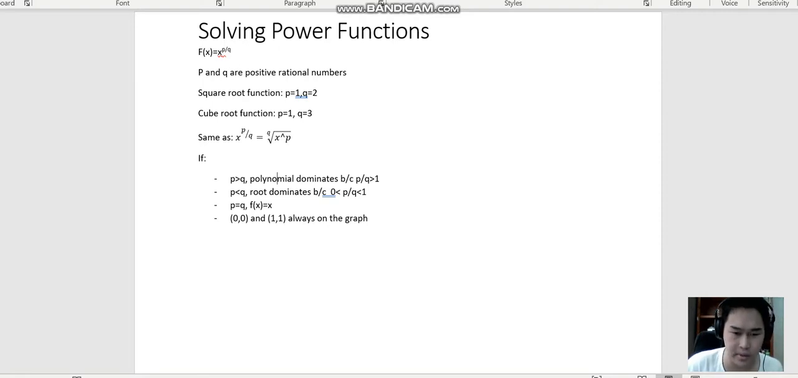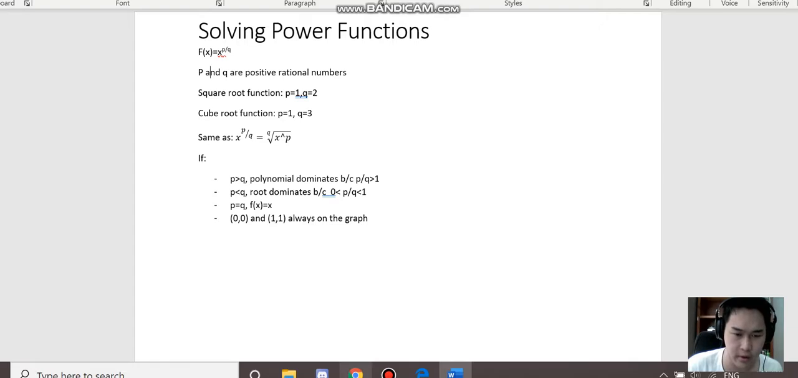And these are just some statements here. For example, if p is greater than q, then the polynomial will influence the function more, because this part will be greater than 1. If it's the reverse, it'll be between 0 and 1, and the root part will dominate. And if p and q are the same, then it's just a linear equation, f of x equals x. And if p and q are both positive rational numbers, then (0, 0) and (1, 1) will always be on the graph.